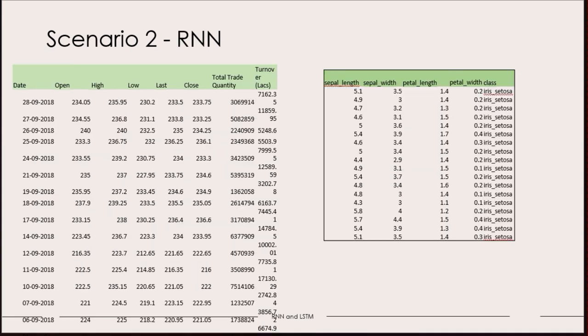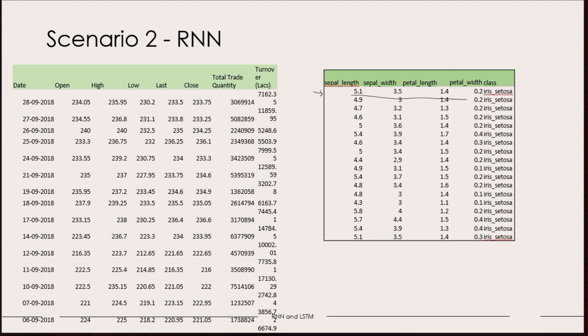As we can see, in our first scenario my prediction was completely dependent upon the features of a particular sample. Suppose this is my sample number one, this particular record. My prediction will consider only this row, and based on this row only it will make the prediction.